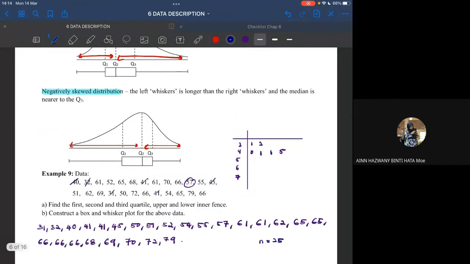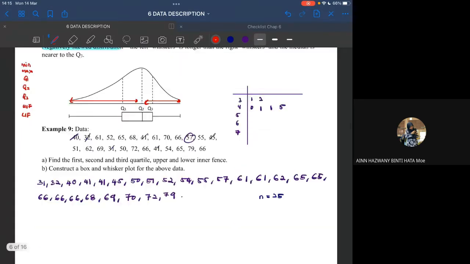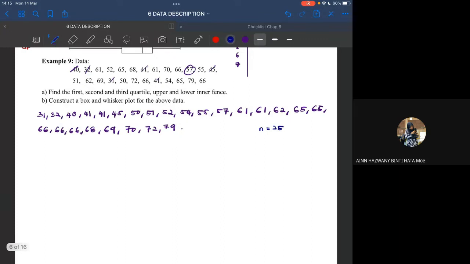So apa yang kita nak tadi dalam kita punya box and whisker plot is we need minimum value, maximum value, Q1, Q2, Q3, upper inner fence, lower inner fence. Okay, itu yang kita perlukan. So minimum is the lowest value in our data, which is 31. Maximum is equals to 79.